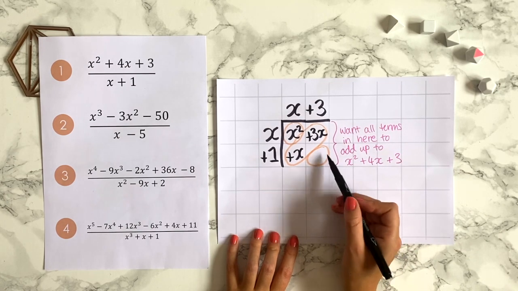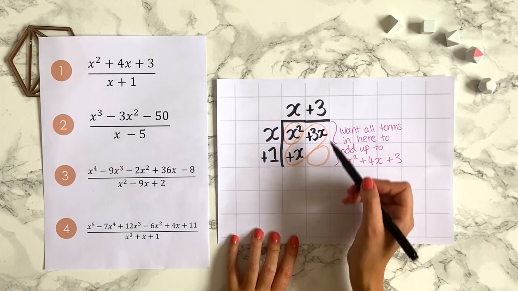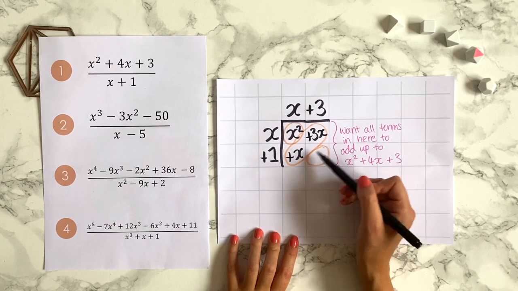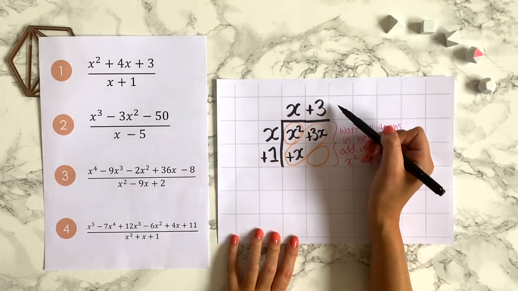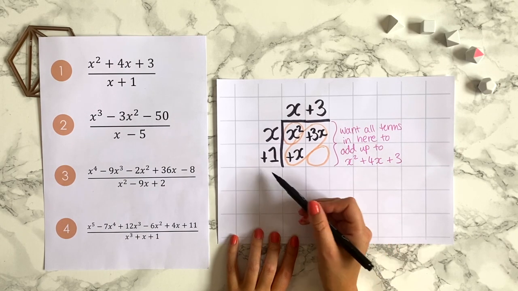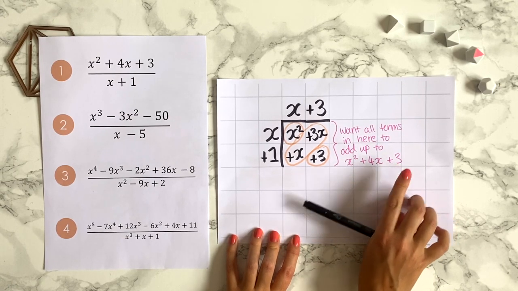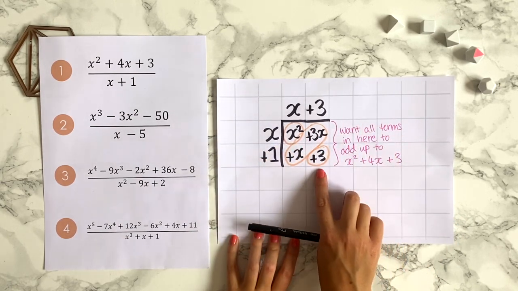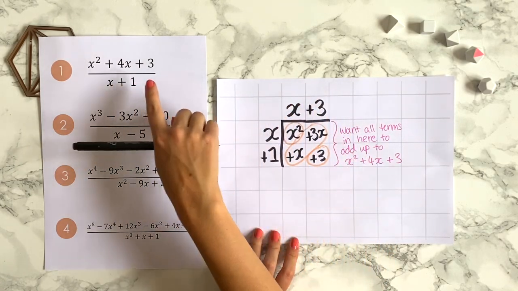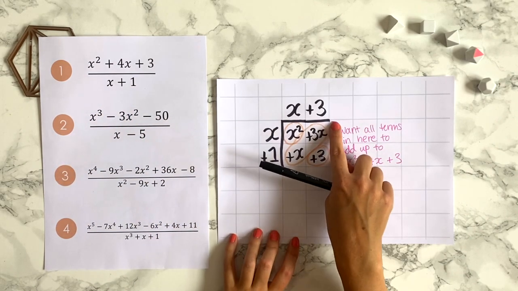However, we can still fill in this final bubble, and this final bubble serves as a check that we've done everything correct. We need this bubble to add up to plus 3. But the contents of this bubble are already determined by plus 3 times plus 1 because it's a multiplication grid. And plus 1 times plus 3 is plus 3, which is what we needed. So that shows us that we haven't made any mistakes. So this expression on the top is our answer. x squared plus 4x plus 3 divided by x plus 1 is x plus 3.